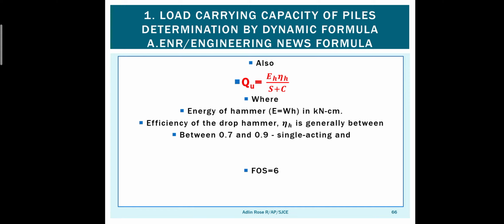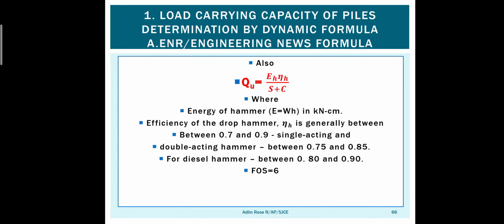The efficiency of the hammer is also a constant, and it varies depending upon the type of the hammer. You have to memorize these values. For a single acting hammer, the efficiency is from 0.7 to 0.9. For a double acting hammer, it is from 0.75 to 0.85. For diesel hammer it is from 0.8 to 0.9, which means it is from 80 percent to 90 percent.